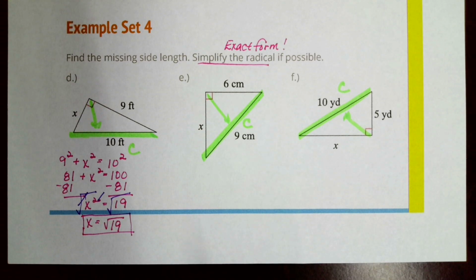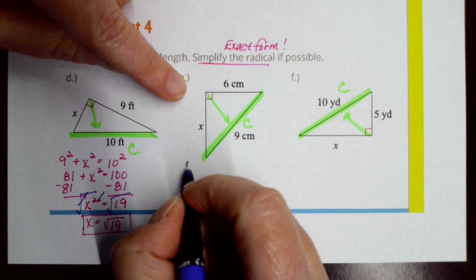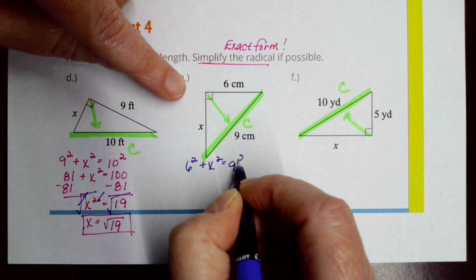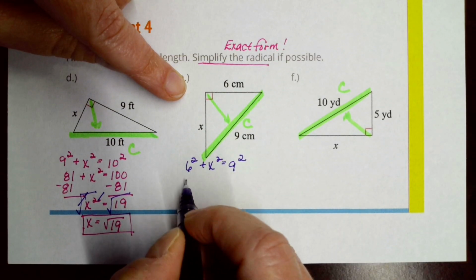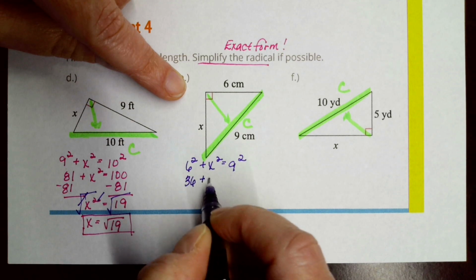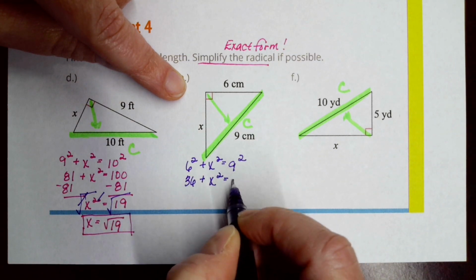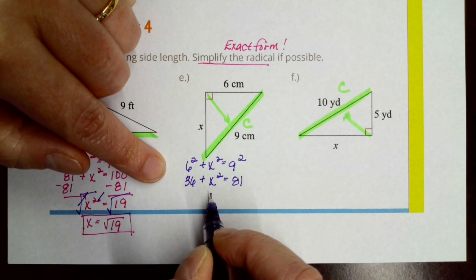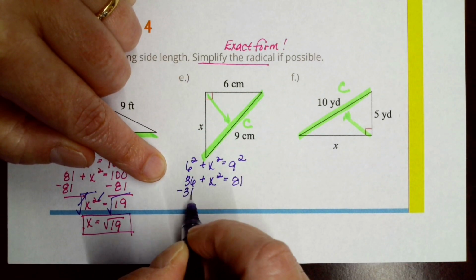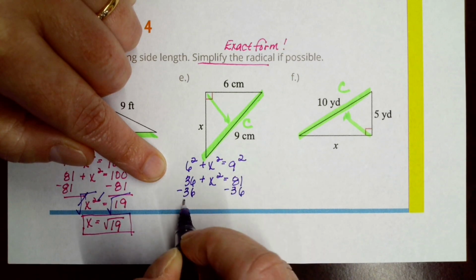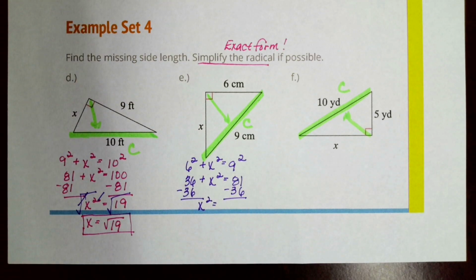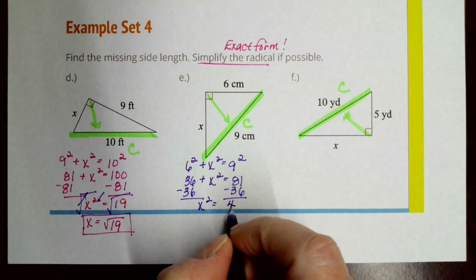If we look at example E then, again, I've got my C out here. So this time I've got 6 squared plus x squared. That's going to be equal to 9 squared. 6 squared should give us a 36. And then on that right side, we should have an 81. Our goal is always get x by itself, so we're going to go ahead and subtract that 36. And so x squared should be equal to 81 minus 36, which is going to get us a 45.